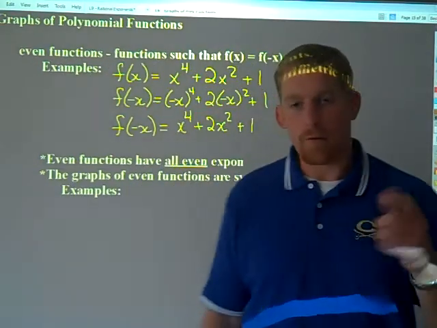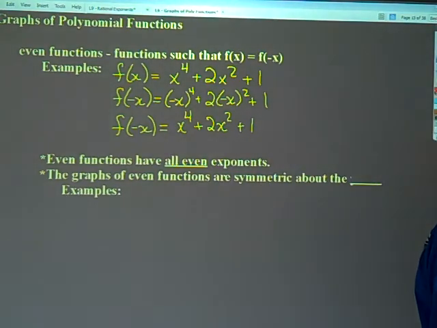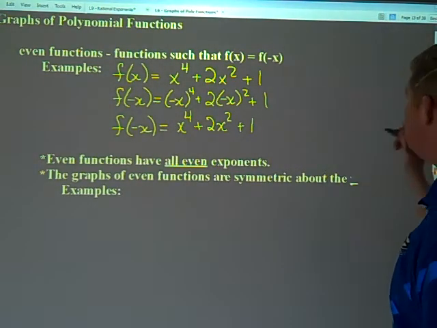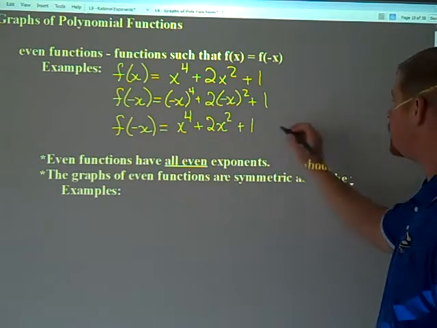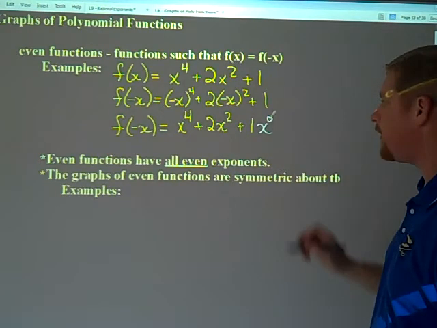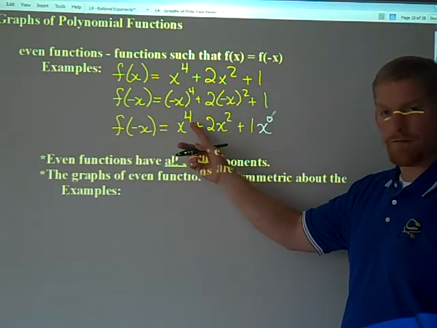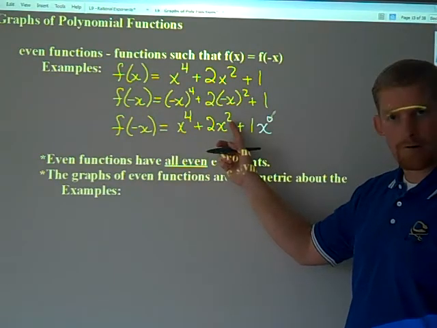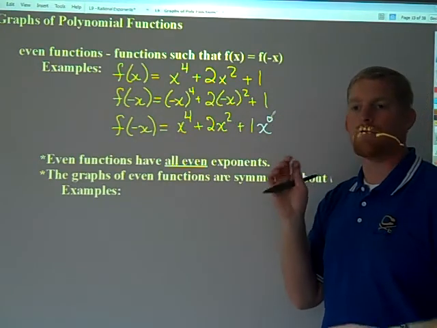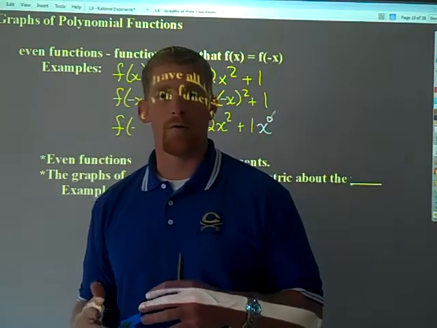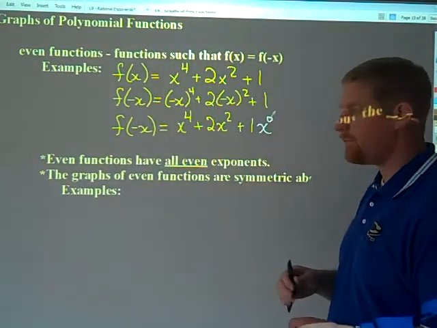Now, if you're like some students, you're thinking, well, what about this 1 on the end? If you remember correctly, we've talked about these before. This is simply x to the 0 power. So it still stays even. You have an even exponent here, an even exponent there, and then, of course, x to the 0 power. And anybody knows that anything to the 0 power gives you 1, and, of course, this will not change the constant here.